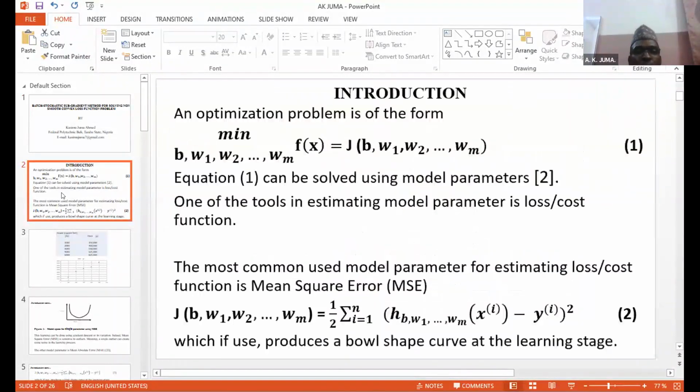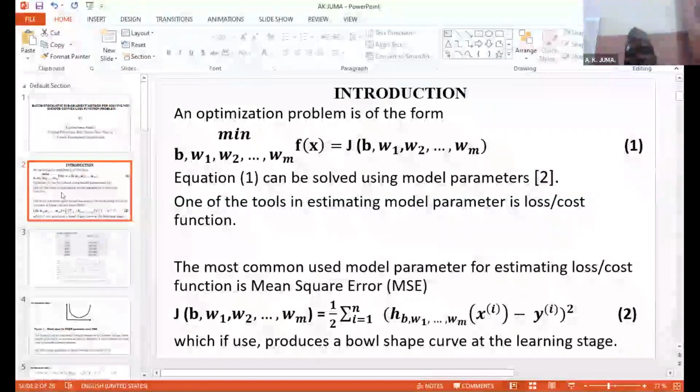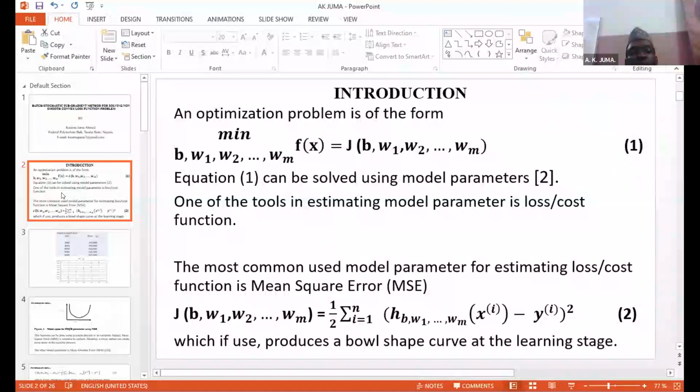An optimization problem is often of the form either to minimize the cost of production or to maximize profit. So we want to take regression analysis into machine learning techniques. Here we want to minimize the parameters B, W1, W2 up to Wm. So we say this equation 1 can be solved using model parameter. And one of the tools that we often make use of in estimating model parameter is the loss function.